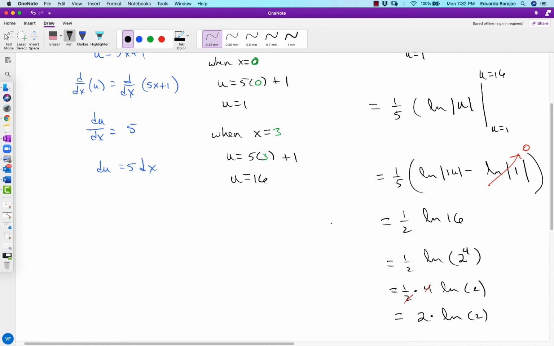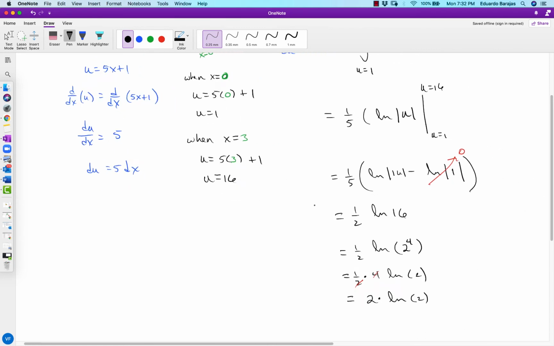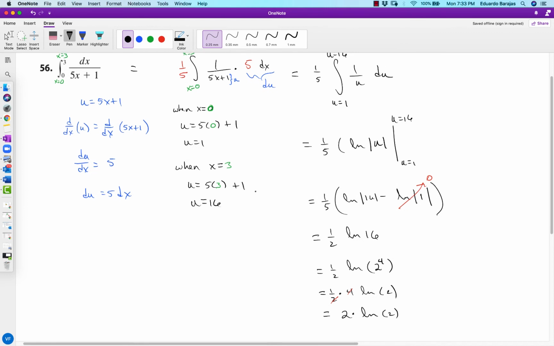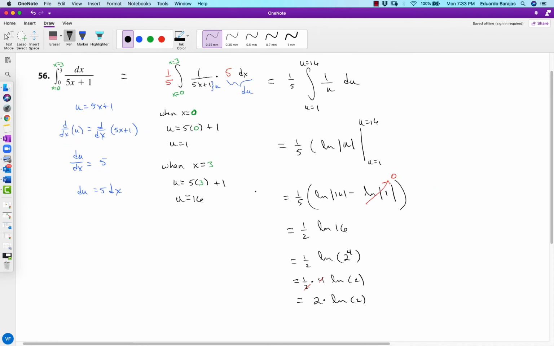Okay, so let me come back here and rewrite the whole thing. So therefore, the original integral, the integral from 0 to 3 of 1 over 5x plus 1 dx, is equal to 2 ln of 2.